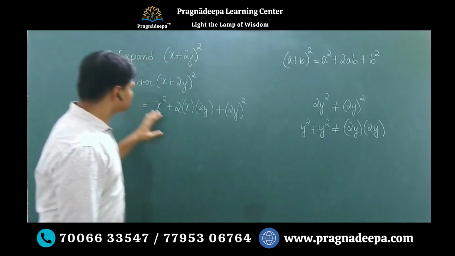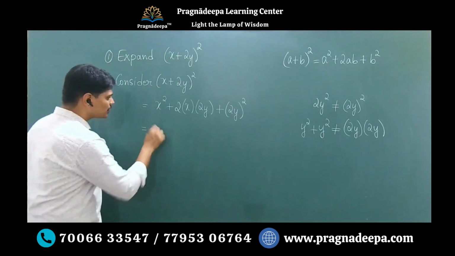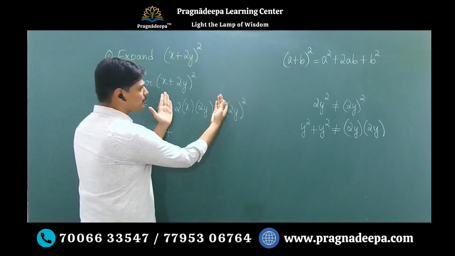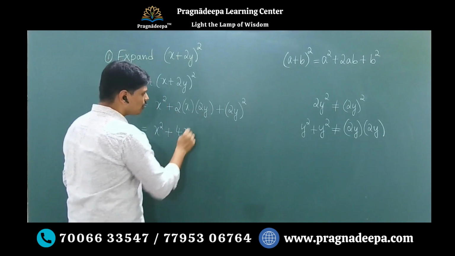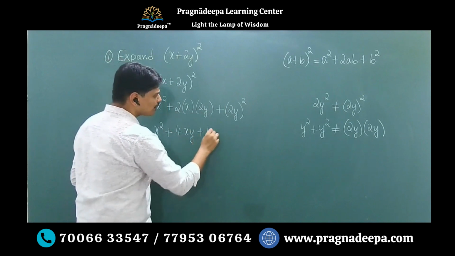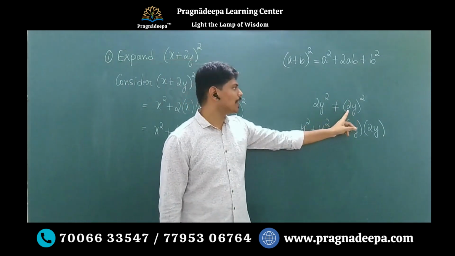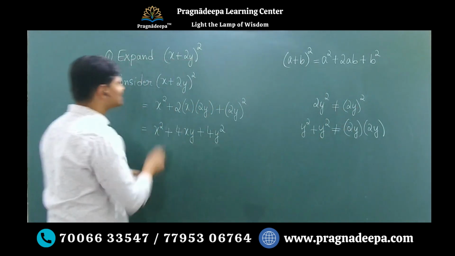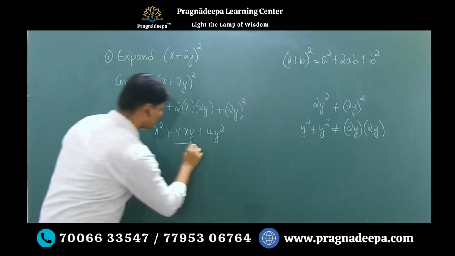Okay, so now let us try to simplify this. x square plus a simple multiplication in this term, 2 into 2, the numerical part, gives 4xy, plus 4y square. This is what I explained here. You have to square 2 and also square y. So this completes the expansion of (x plus 2y) whole square. So this is the answer.